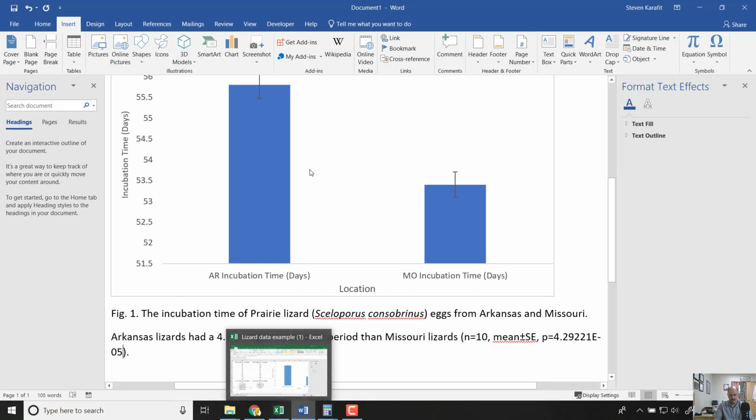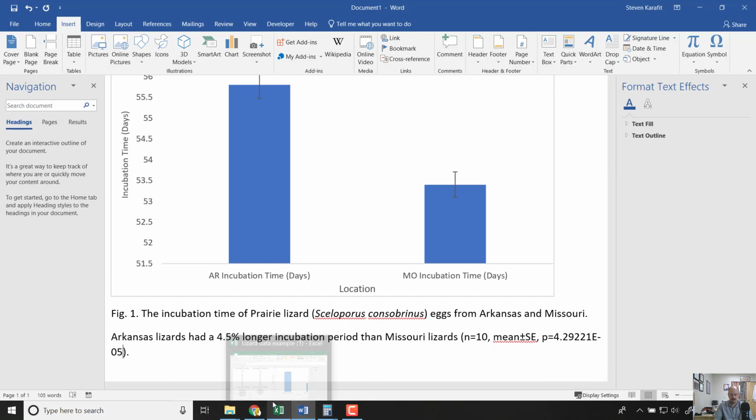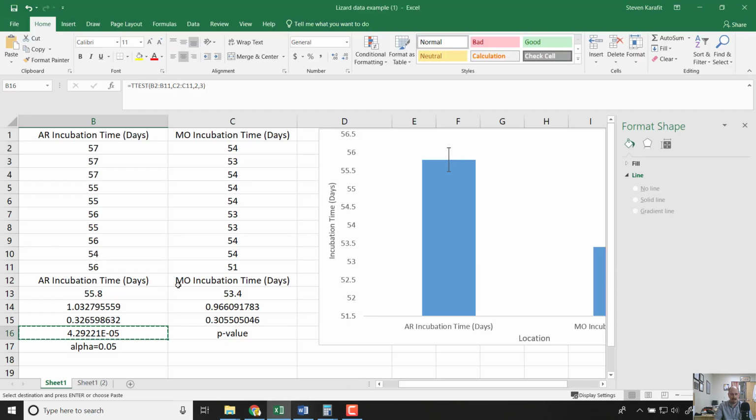And you would turn this in. This is a figure, right? If I was asking for a figure, you would turn this in. And then you would also include this page from your Excel sheet so that your instructor can see your work, so they can see what you did. All right, so that's how we make a column graph.